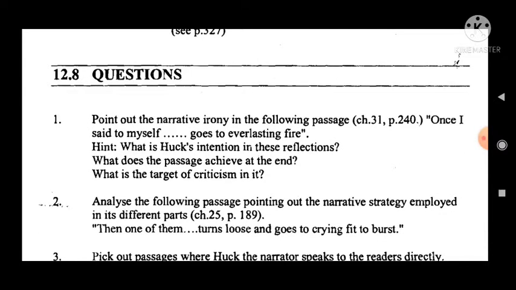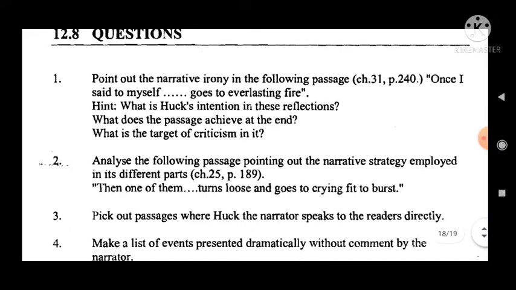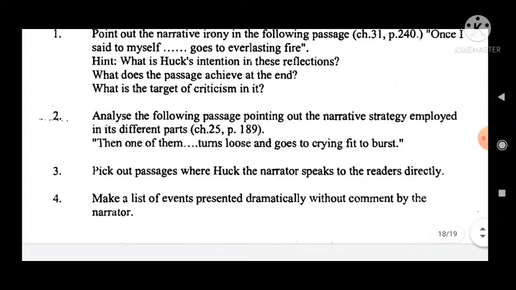Point out the narrative irony in the following passage: Once I said to myself that goes to everlasting fire. Hint: What is Huck's intention in these reflections? What does the passage achieve at the end? What is the target of criticism in it?